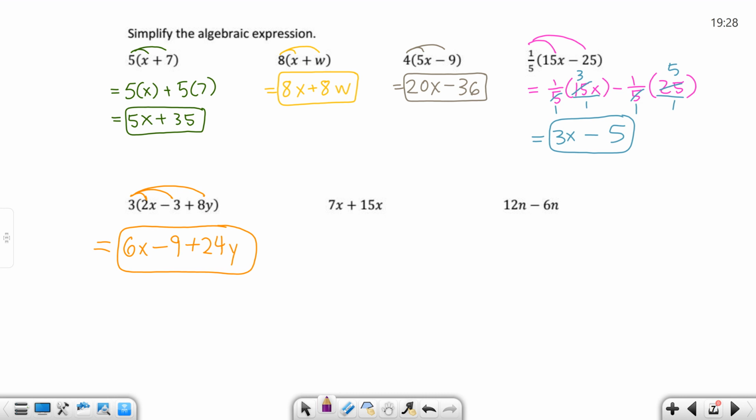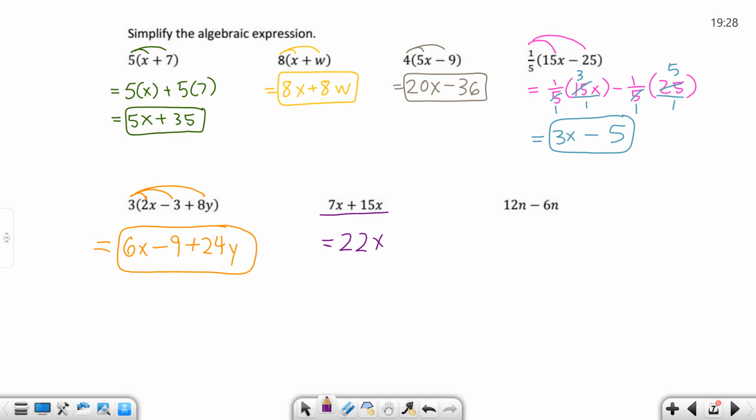And then we have 7x plus 15x. So here there's nothing to distribute, right? There's no parentheses there. It's just 7x plus 15x. So those are like terms. We're going to combine those like terms. We have 7 of something and we add 15 of that something, and we have what? 7 plus 15 is 22, and we have 22 x's, okay?